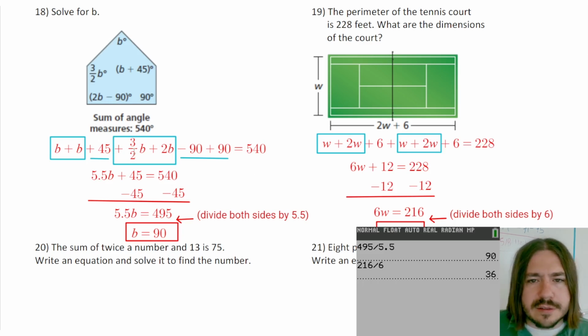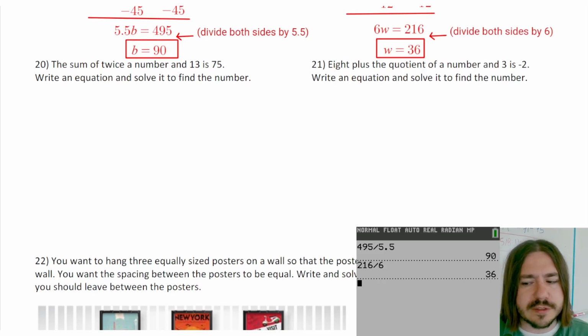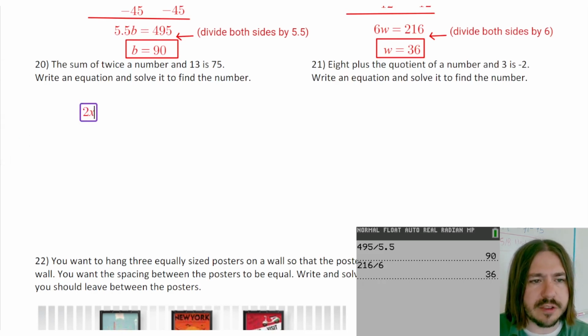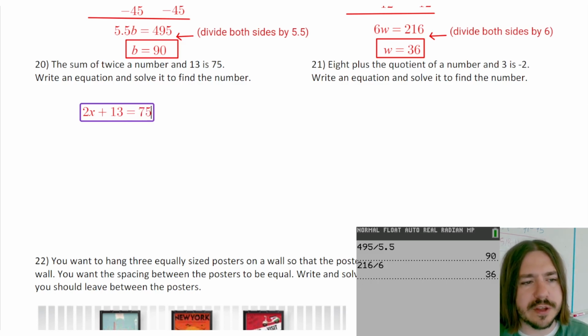Okay, yeah, let's move along. We've got some more word problems here. The sum of twice a number and 13 is 75. So the sum of twice a number, that's going to be 2x, and 13, so the sum means we're going to add them together, is 75. Write an equation and solve it to find the number. So there's the equation. Now we're going to solve it.